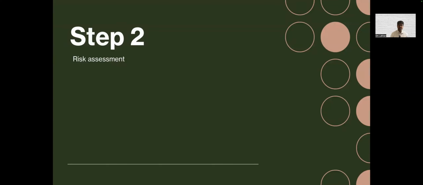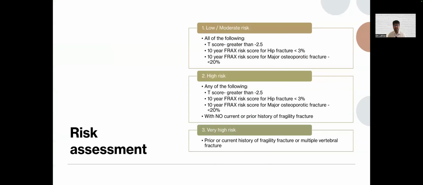Now let's look at the second step. We looked at the first step, that is the initial assessment. And now you're looking at the second step, which is the risk assessment of the patient. So when you have a patient with osteoporosis, you've already done the clinical assessment, the BMD DEXA, and you've already done the patient's FRAX score also. After doing all this, you can categorize your patient into 3 categories. One is low to moderate risk, second is high risk, and third is very high risk.